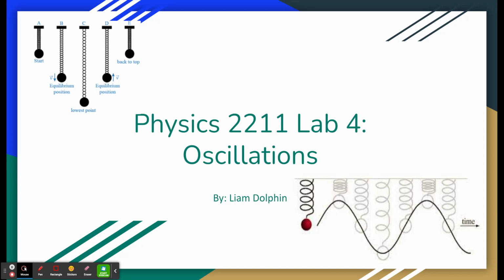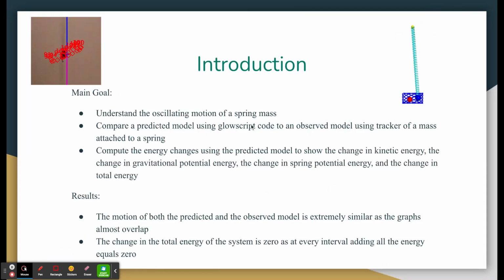Hello. Today we will be discussing Physics 2211 Lab 4 Oscillations. This lab covers the oscillation motion of a mass attached to a spring, and we will understand how the motion of this mass changes throughout its period of motion.